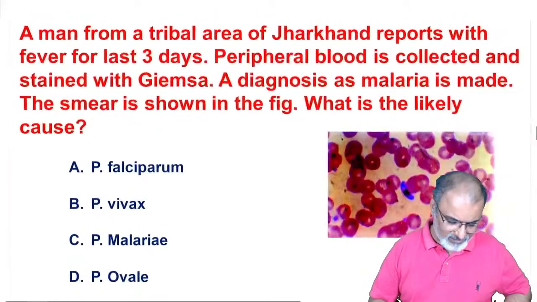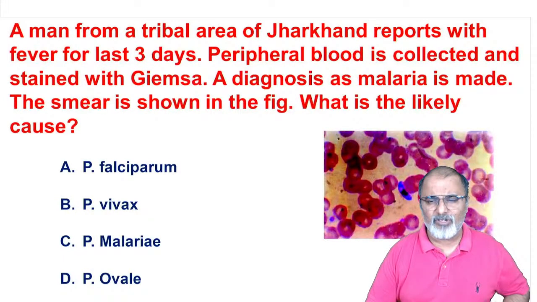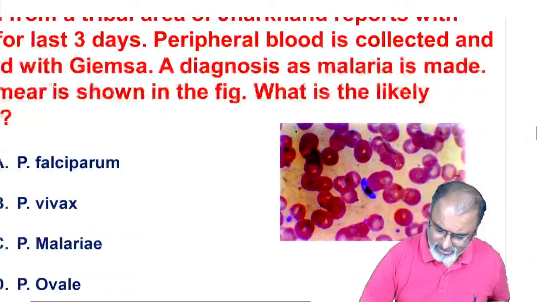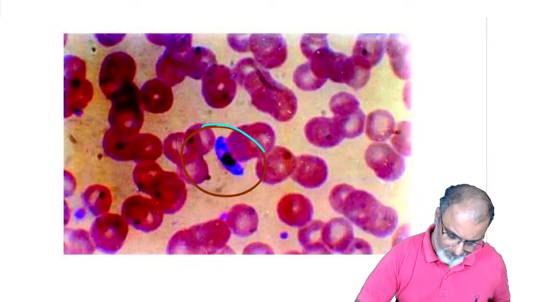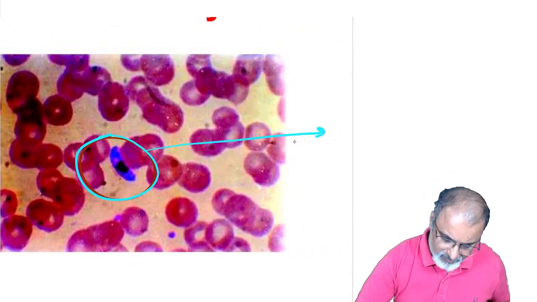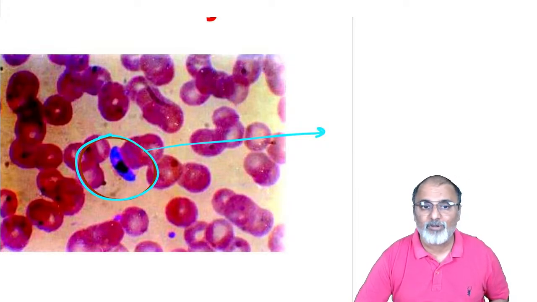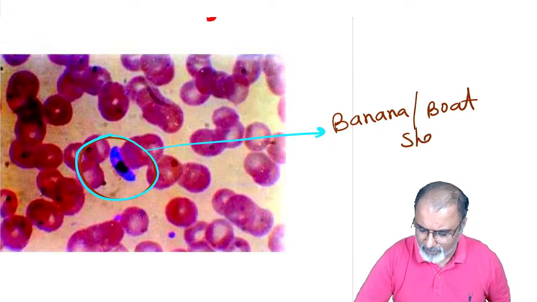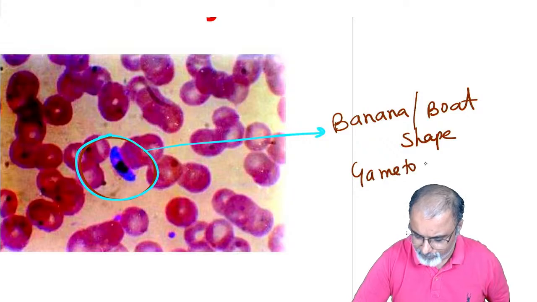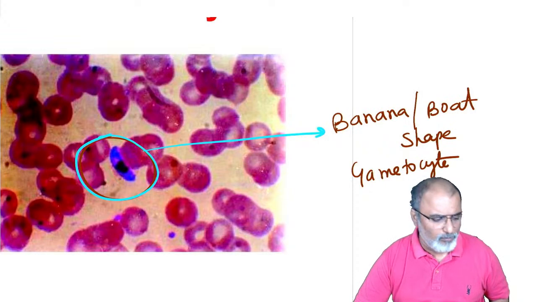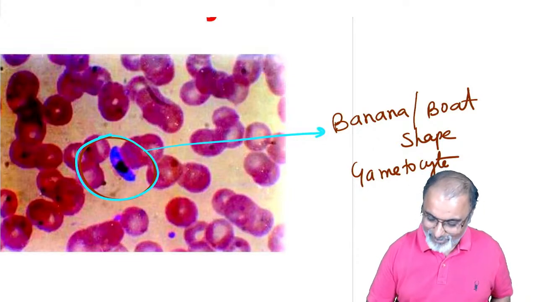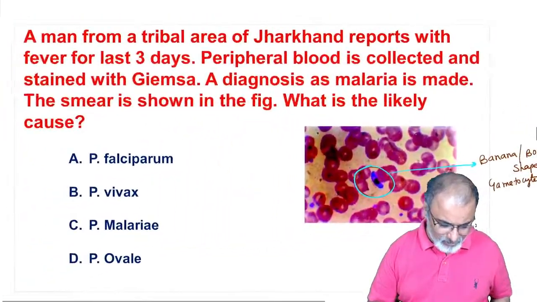If you know the answer, it takes a few minutes to answer. A man from a tribal area of Jharkhand reports with fever for the last 3 days. Peripheral blood is collected and stained with Giemsa. Diagnosis of malaria is made. Smear shown in the image. What is the likely cause? In the image, you can see banana or boat-shaped gametocytes, which are diagnostic of Plasmodium falciparum. Banana or boat shape is an important point.